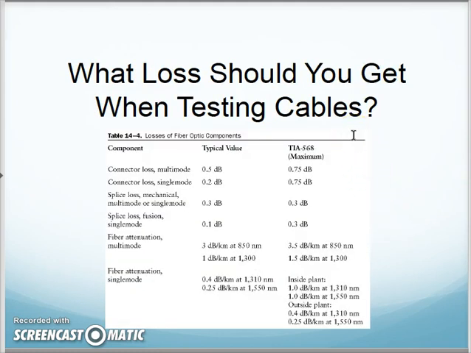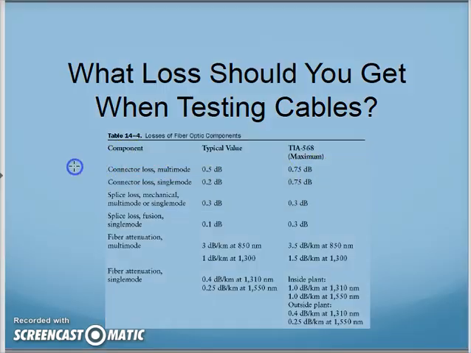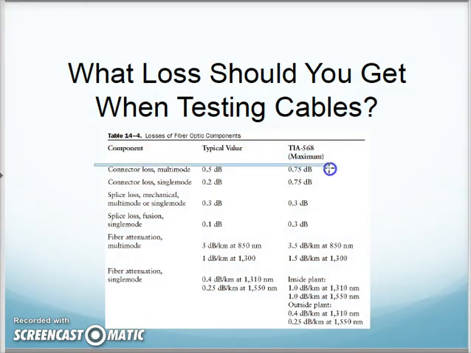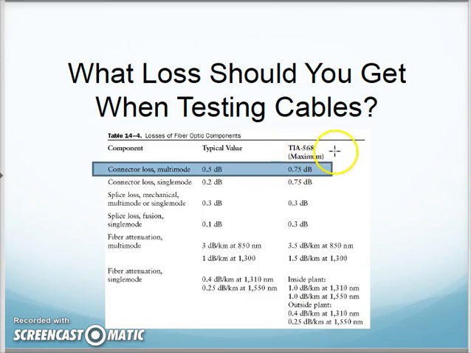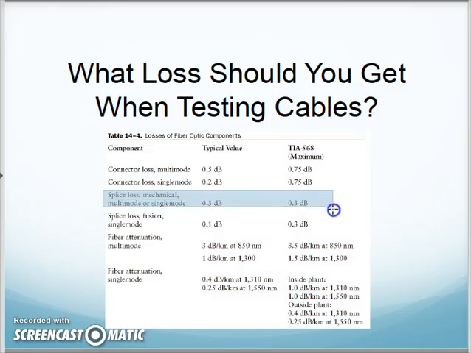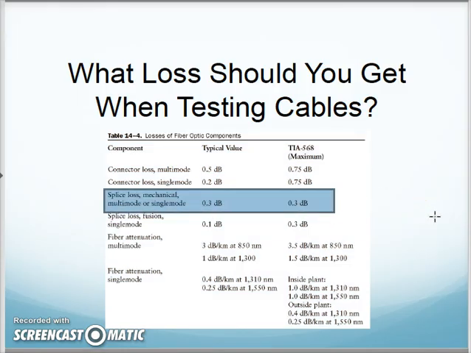So what kind of loss should we expect when we are testing fiber cables? The chart in the book gives you a quick breakdown of connector loss in multimode. I might expect somewhere around 0.5 or 0.75 decibels for a connector. I'm going to use the far right column over here, the T568. So for a connector on multimode, I might expect just under a decibel, 0.75 decibels. Meanwhile, if I have a splice where I'm actually splicing two pieces of fiber together, I might expect about a 0.3 decibel loss, about half that. Those are some numbers to keep in the back of your brain.